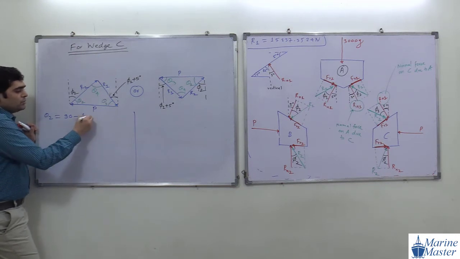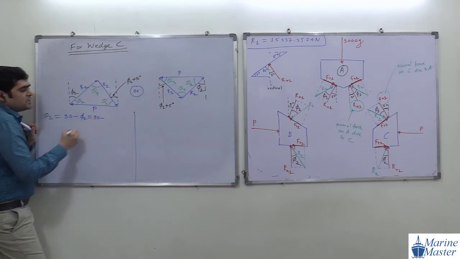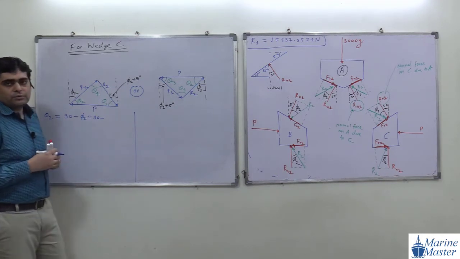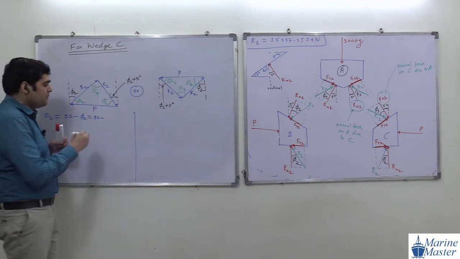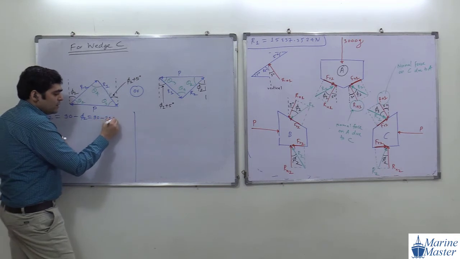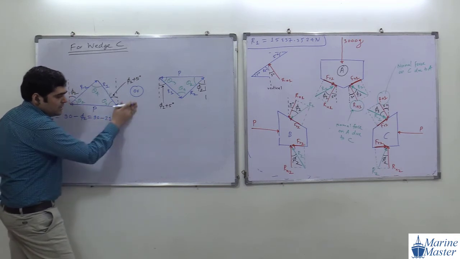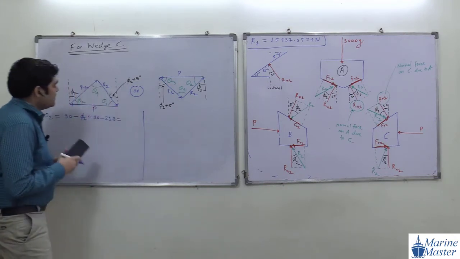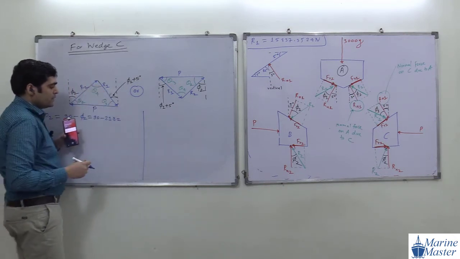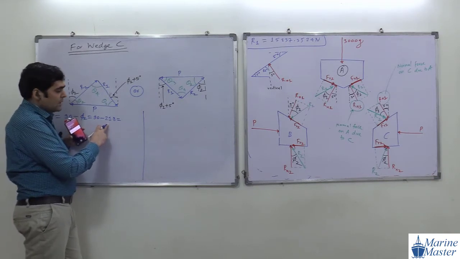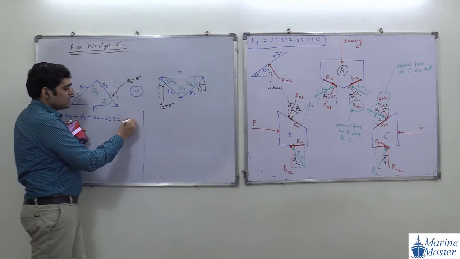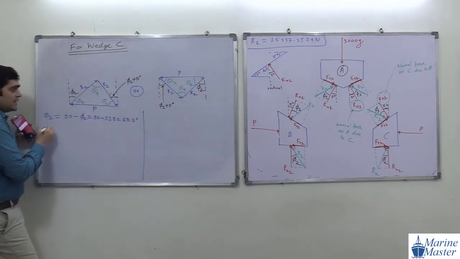So 90 minus phi 2. What is the value of phi 2? 21.8. Check it guys. So please do the calculation. 90 minus 21.8 will be what? What will be this value guys? 68.2 degree. Okay, good.